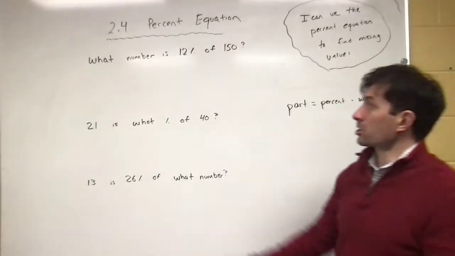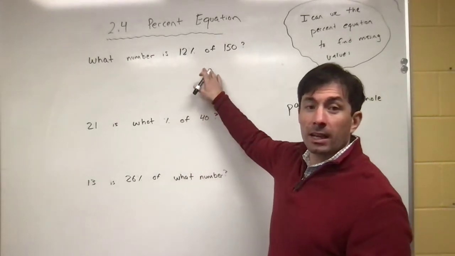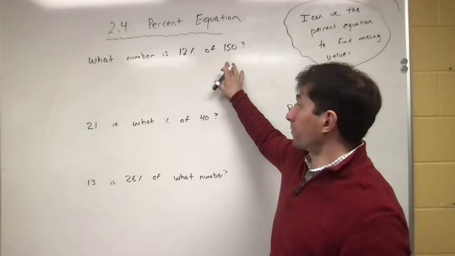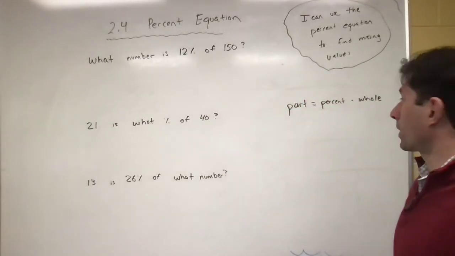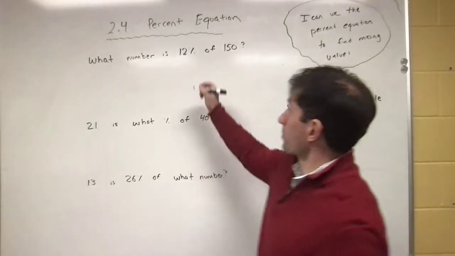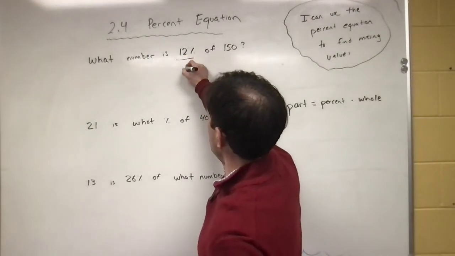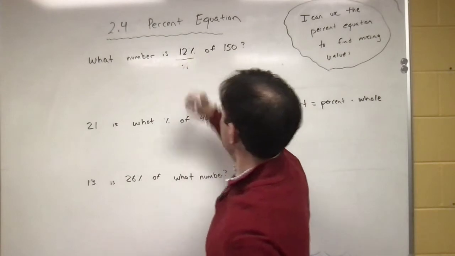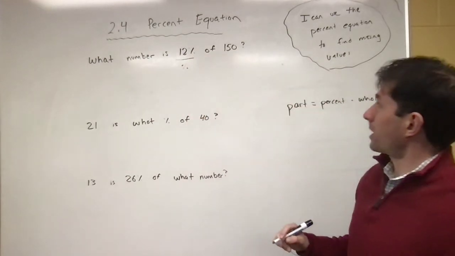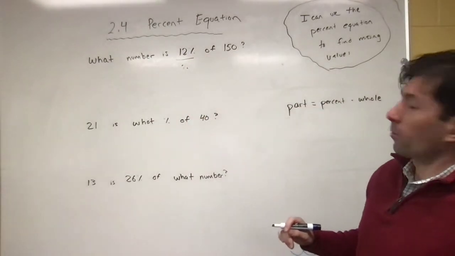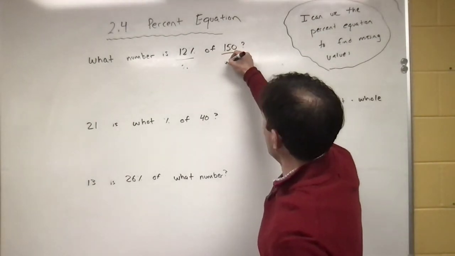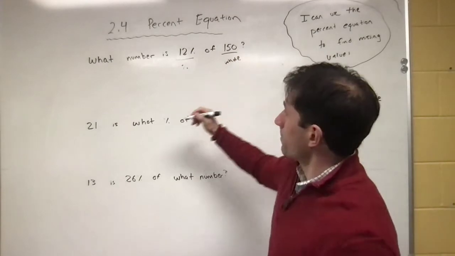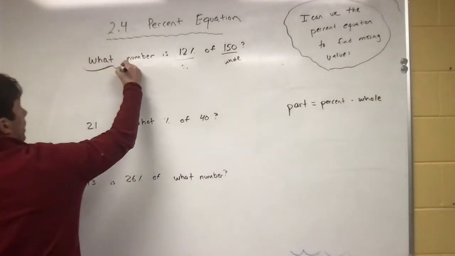All right, let's start. What number is 12% of 150? Well, as I think about here, what do I have and what do I need? Well, I have a percent. That's there. What number is 12% of 150? Well, 150 sounds like it's my total. So I'm going to say here, that's my whole. So what am I missing? Well, this what number is my part.